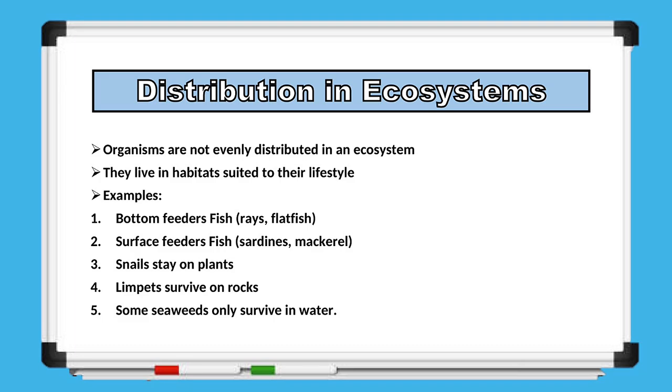Snails are commonly found on plants, limpets live attached to rocks, and some species of seaweed can survive only in aquatic environments. These examples show that different organisms occupy different habitats according to the conditions that are most suitable for their survival.